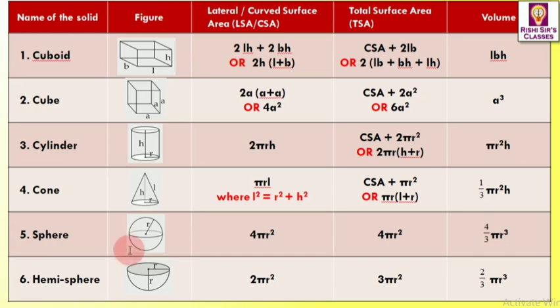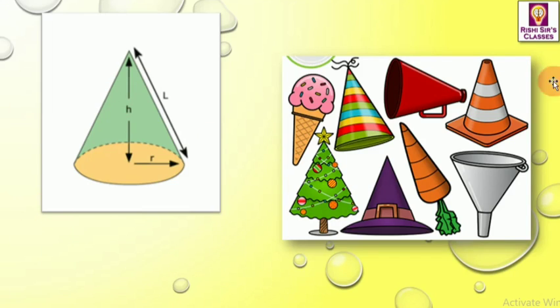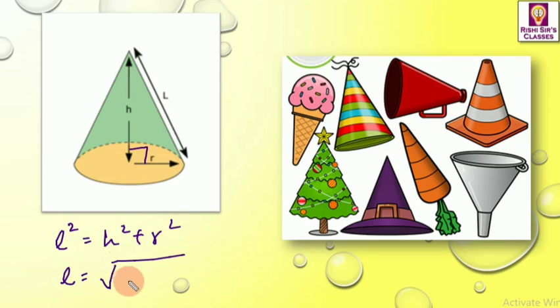Have a look at the formulas. CSA is pi r L. Now one more thing. In the question, if we are given the value of h and value of r, we need to find out the value of L. This will form a right triangle. By applying the Pythagoras theorem, we can find out the value of L, that is L square is equal to h square plus r square, or we can say L will be under root of h square plus r square. So if L is not given to us, we can find the CSA or TSA with the help of Pythagoras theorem like this.